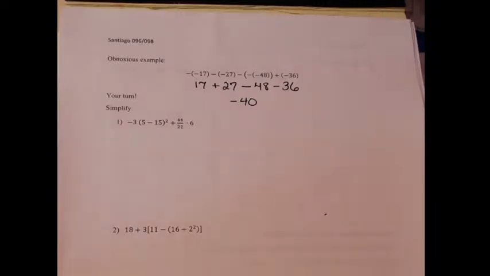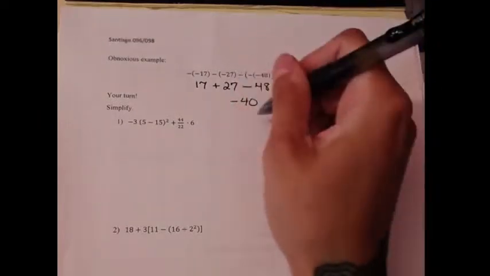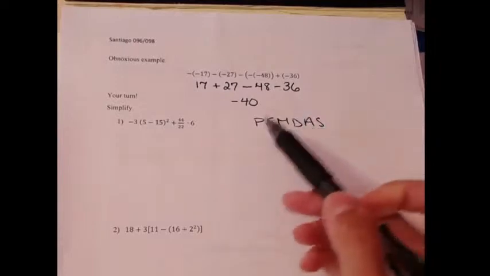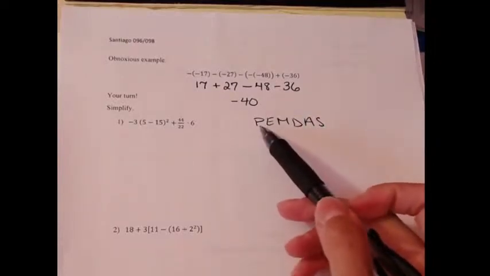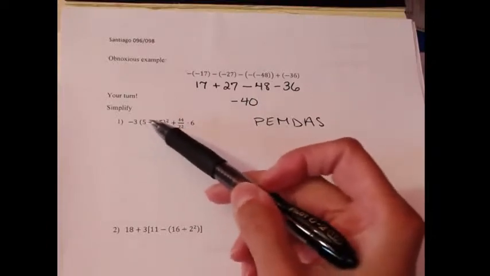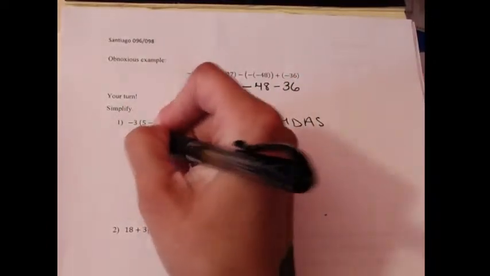Reading this out loud, you have negative 3 times the quantity 5 minus 15 raised to the second power plus 44 divided by 22 times 6. Okay, let's take a look. So, applying the order of operations, we're going to start by working within the set of parentheses. We have 5 minus 15. That is an operation, so we can certainly perform that. So 5 minus 15, that's going to give me negative 10.